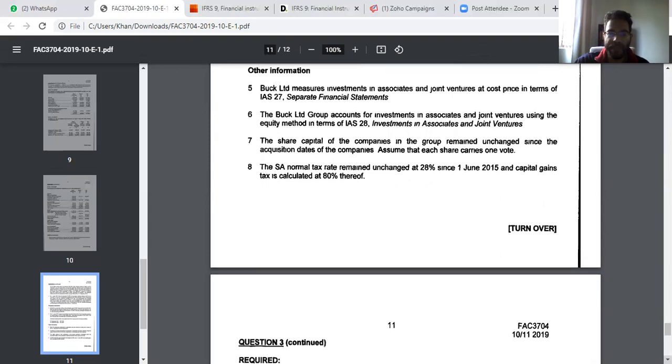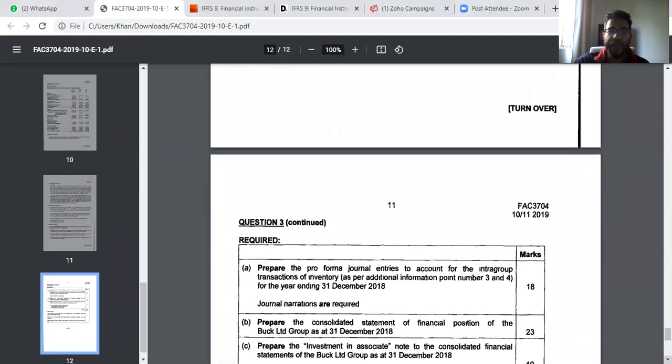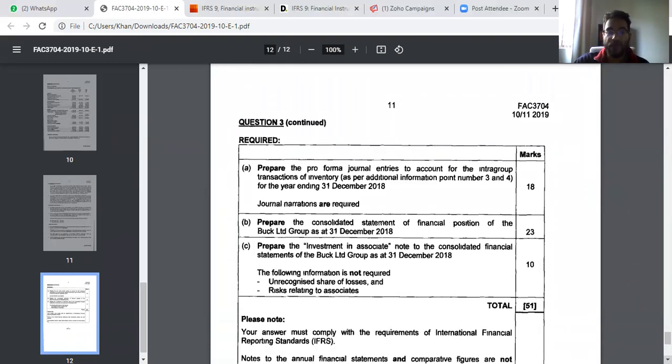Okay, so that's fine. Today we're going to prepare the pro forma journal entries to account for the intergroup transactions of inventory. So that's what we'll focus on for today. So I'm going to open up Excel and then we will go through it.